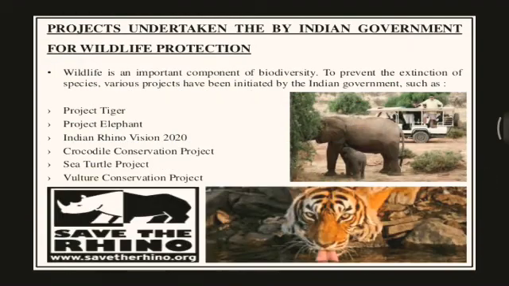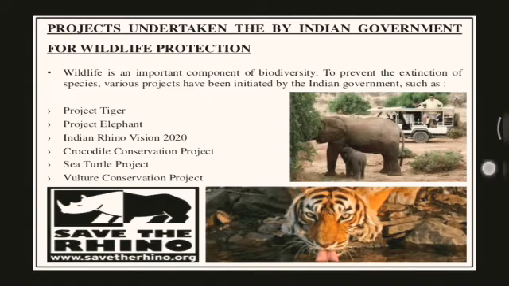Along with all these, to prevent the extinction of species, various projects have been initiated by the Indian government, such as Project Tiger, Project Elephant, Indian Rhino Vision 2020, Crocodile Conservation Project, Sea Turtle Project, Vulture Conservation Project, Project Great Indian Bustard. So different efforts have been taken to protect the fast disappearing species. And children, there are 27 tiger reserves in India. And India is the only country that has both tigers and lions.